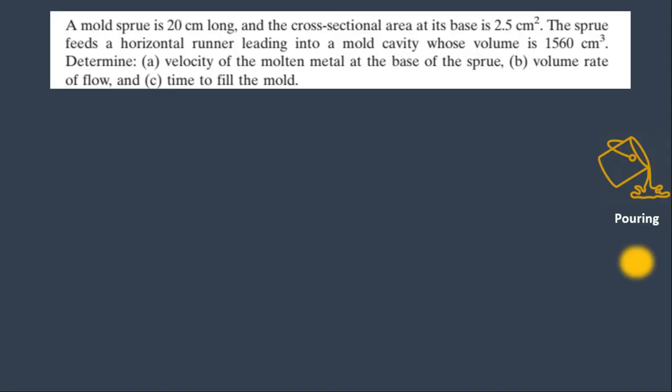Now let's solve this example. It says a mold screw that is 20 cm long and the cross-sectional area at its base is 2.5 cm². The screw feeds a horizontal runner leading into a mold cavity. So if we can draw it here, we have a mold screw, and we might have some riser here.